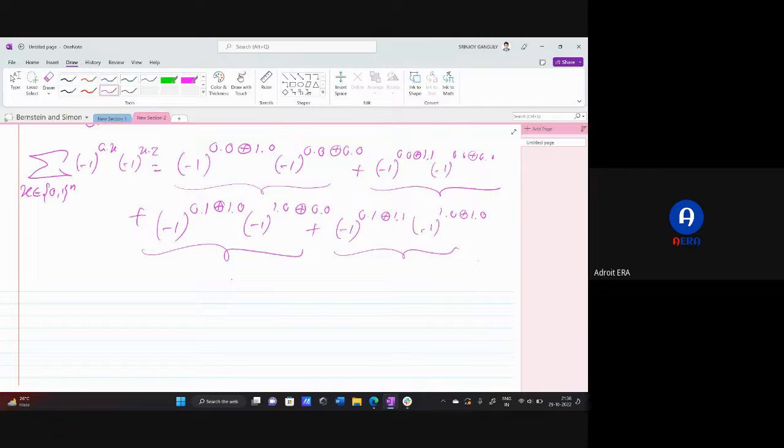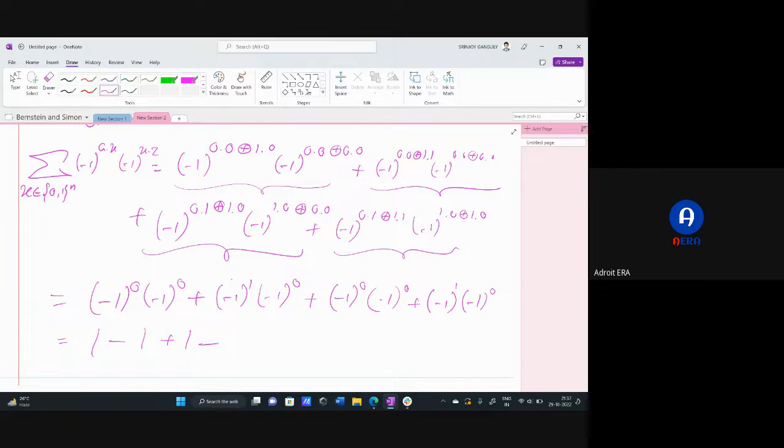Once you start calculating, it is very easy. You will see minus 1 to the power 0, minus 1 to the power 0, plus minus 1 to the power 1, minus 1 to the power 0, plus minus 1 to the power 0, minus 1 to the power 0, plus minus 1 to the power 1 and minus 1 to the power 0, right? So this is what you are going to see, and therefore 1 minus 1 plus 1 minus 1 turns out to be 0. The summation indeed balances and turns out to be 0.